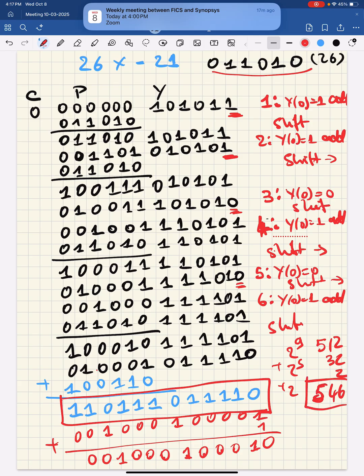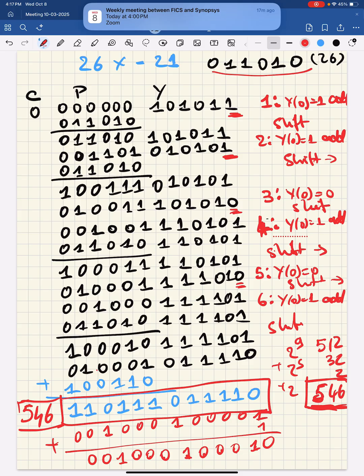So I'm having 546. Let me check with my calculator that I'm correct. So that's 26 times 21. Yes. So this is our final result. So this value here corresponds to 546, and this is our final result. Yes, that's our final result.